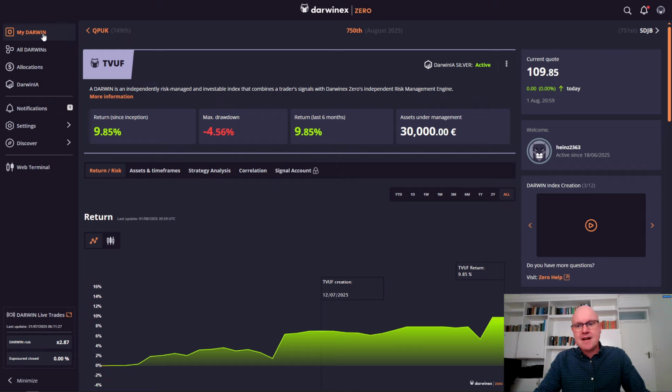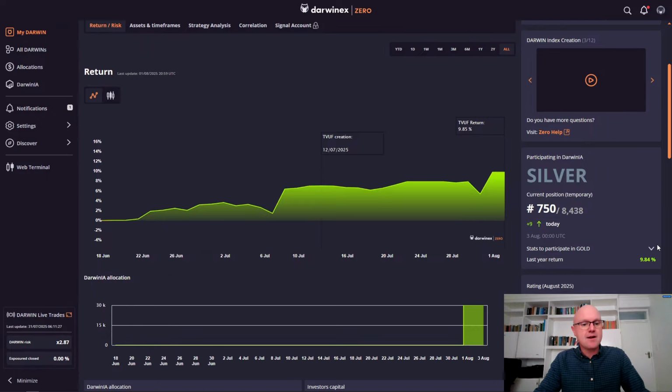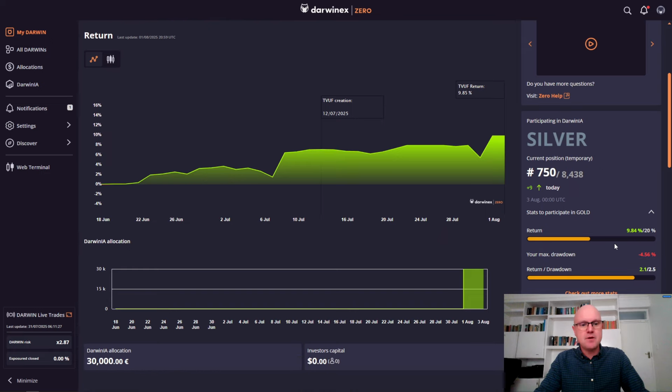So if we head back to my Darwin, the next step in the process is to qualify for Darwin Gold. As I've said before, I'm currently participating in the Silver program, which requires a minimum rating of 75 to be participating in Silver. And for me to then be upgraded to Gold, I need to make a minimum return of 20% while keeping my drawdown to return ratio under 2.5. Once I've met these requirements, I'll progress to the next step of Darwinex Zero and head into the Gold program.